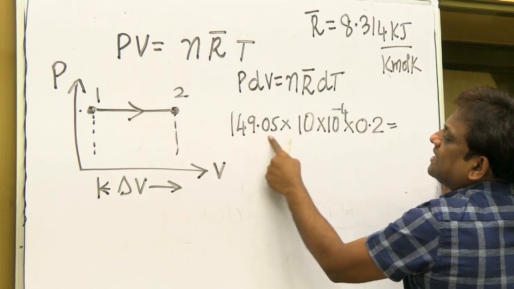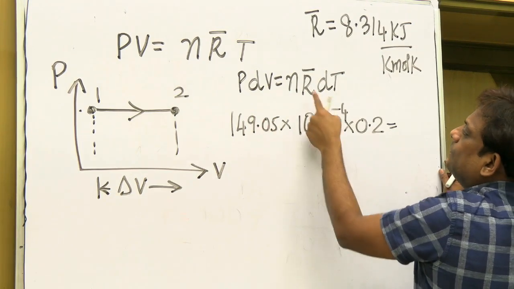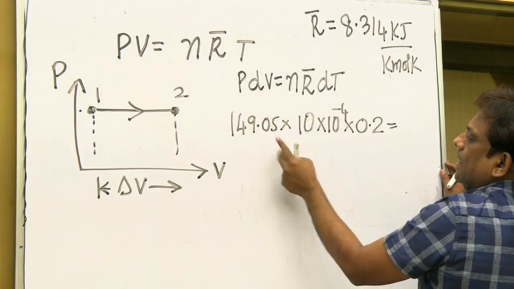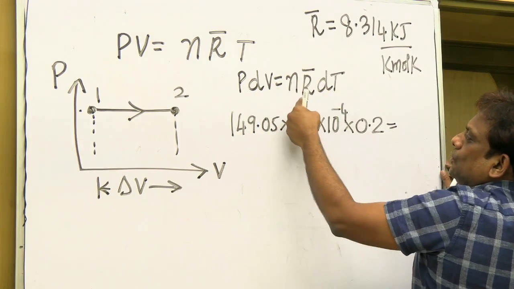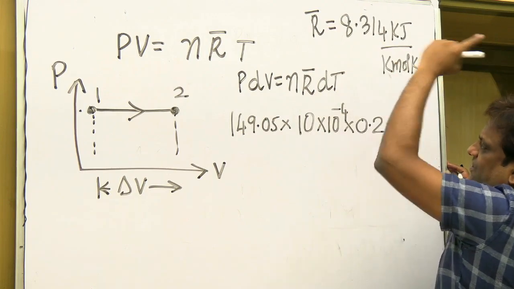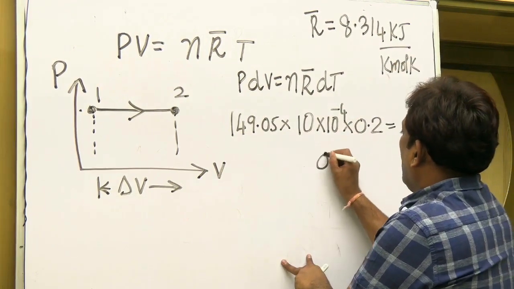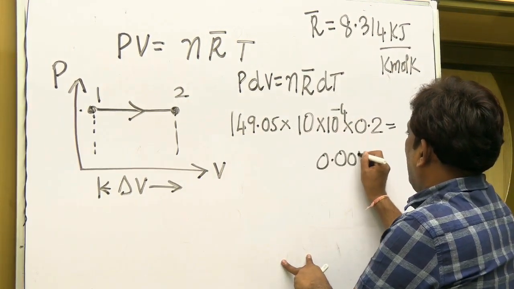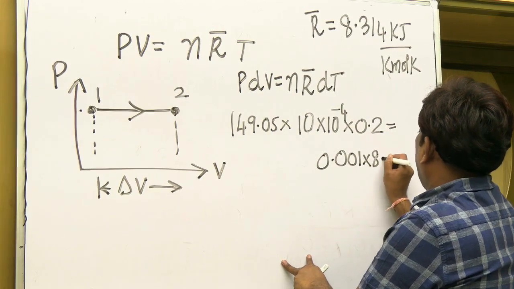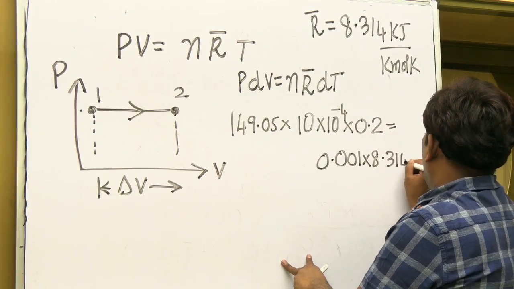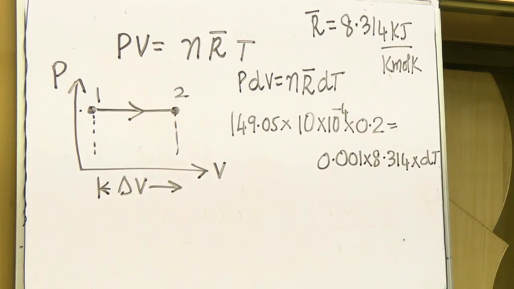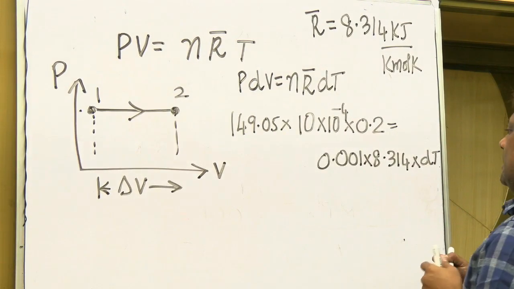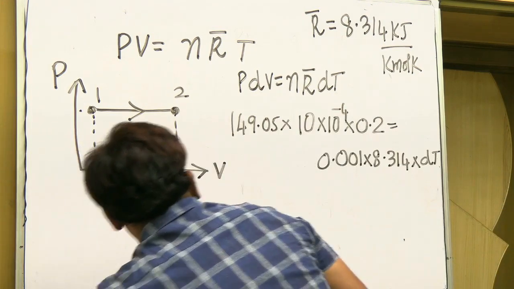And you should be very cautious. Kilopascal into meter cube is kilojoule, so this will come in kilojoule. And this should also be in kilojoule, so R bar should be in kilojoule. Yes, tallied. How many moles? 0.001. R bar 8.314 into delta T. Excellent. No problem at all. So once more, let's try to calculate.